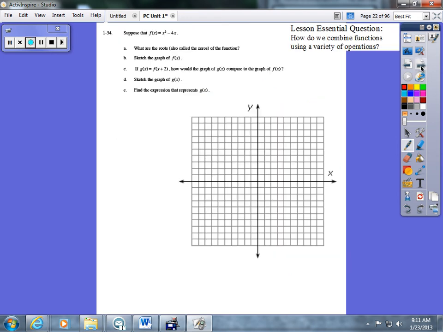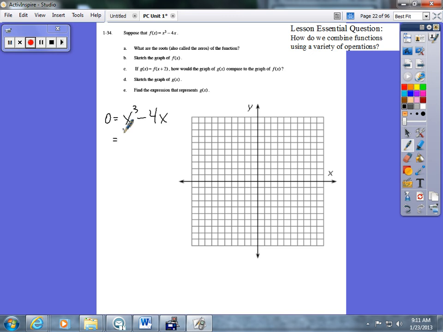Moving on. Suppose that f of x equals x cubed minus 4x. What are the roots? Also called the zeros of this function. So this, again, we're still in Algebra B, still review. If I'm finding the zeros, I'm letting it equal 0, x cubed minus 4x.